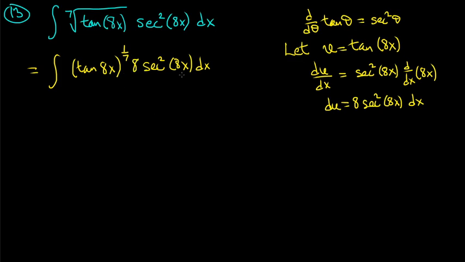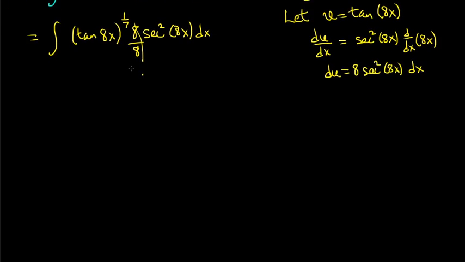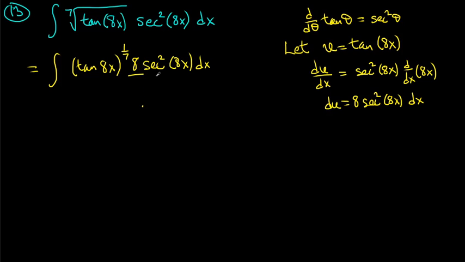Now, we can't just multiply by 8 because then our answer will be 8 times what the answer should be. But if I multiply by 8 and divide by 8, then we're okay, because we just multiplied by 1. 8 over 8 is 1. So I'm just going to take this 8 in the denominator and pull it outside as 1 over 8. Everything else is exactly the same.